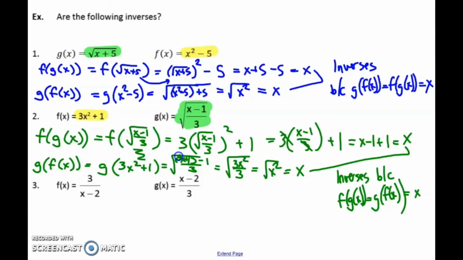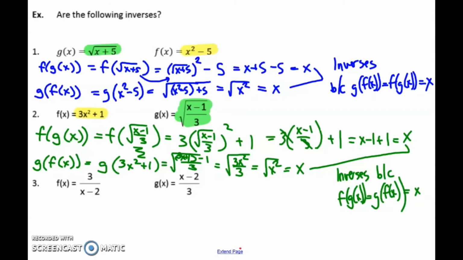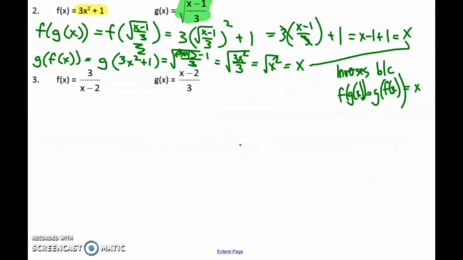All right, last one. F of x is 3 over x minus 2. G of x is x minus 2 over 3. So let's see here.